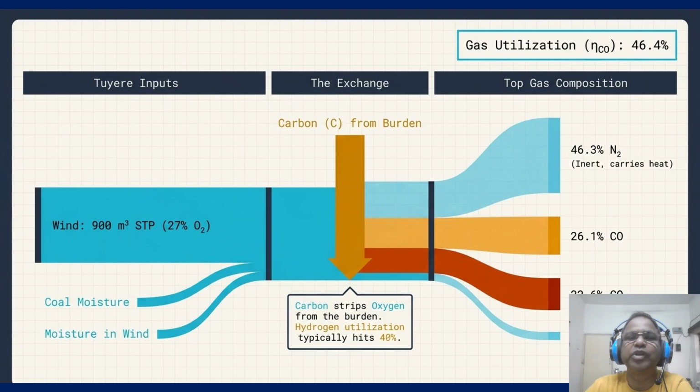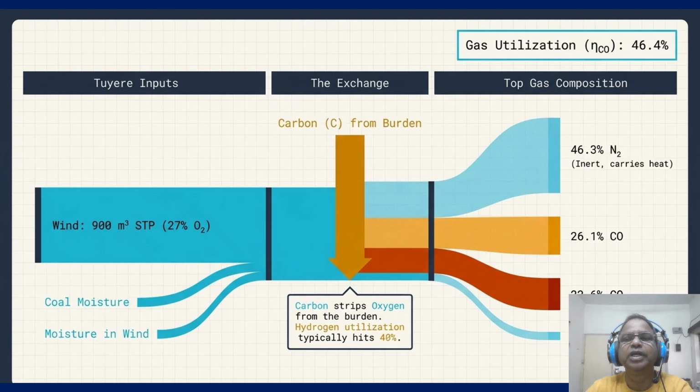Follow the thick blue band as it enters the tuyere. Notice the orange arrow coming down. That's the carbon from the burden stripping oxygen away. Our top gas composition on the right shows almost 46.3 percent nitrogen, which carries the sensible heat, and a gas utilization of around 46.4%. So this utilization rate, or eta CO, is your primary efficiency metric. If this number drops, you are literally blowing money out the top of the stack.